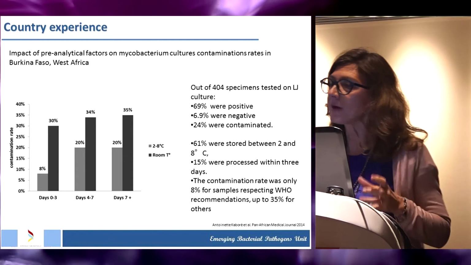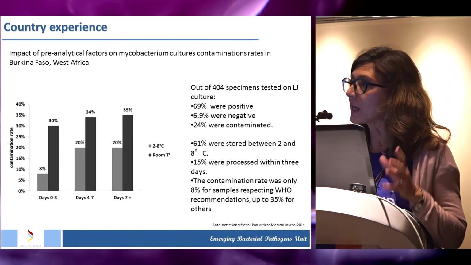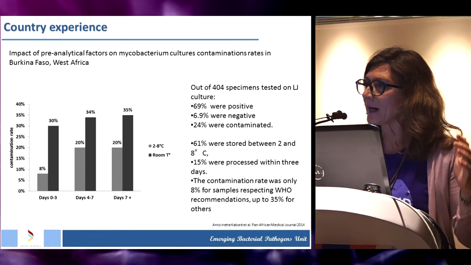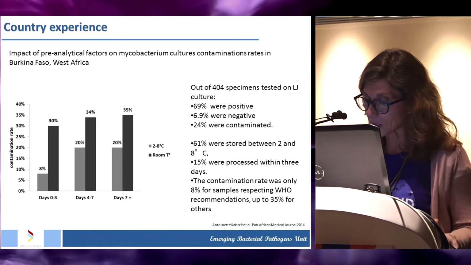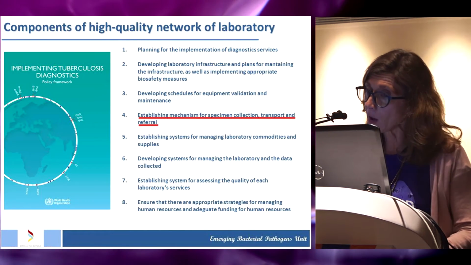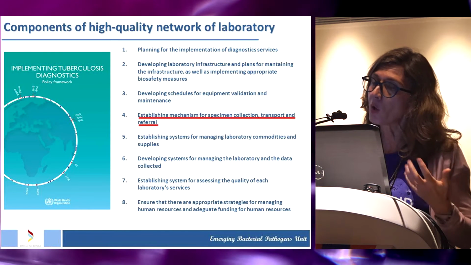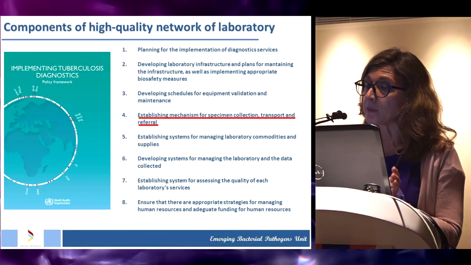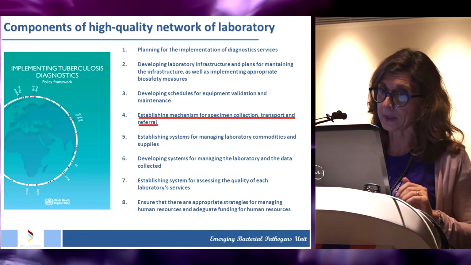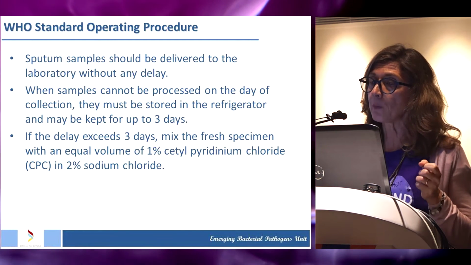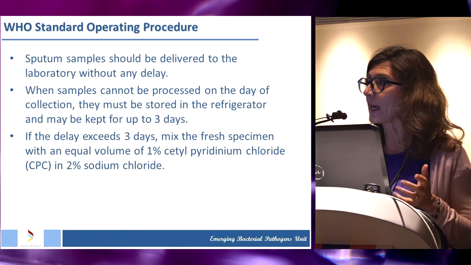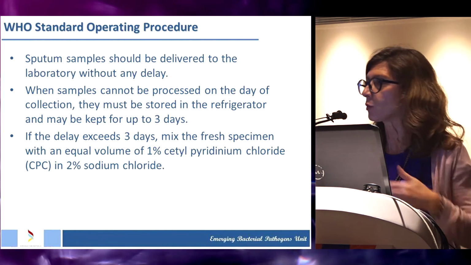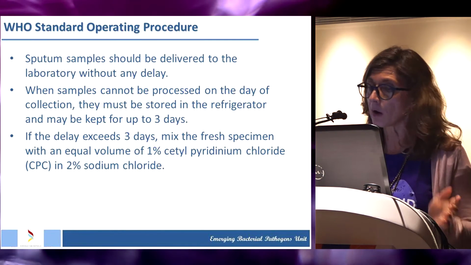So it's when we look at the rate of culture contamination. The rate of liquid and solid culture contamination is directly proportional to the lag time that has been used for the transport of the samples. And also, among the components of a high-quality network of laboratories, the mechanisms for specimen collection and transport are a key point. The laboratory asks for a sputum sample that needs to be delivered without any delay, and this is not possible. It's not possible in the majority of the cases. When we are lucky, it's 24 hours, but it can be 48, it can be longer than a week.